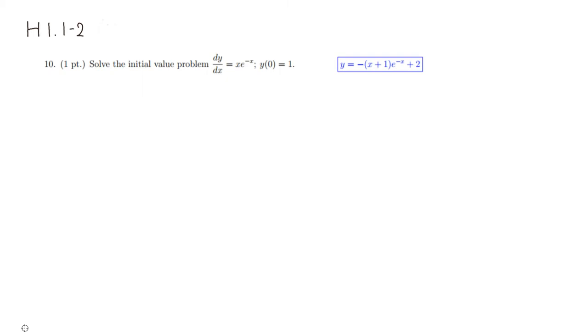Alright, let's look at the homework 1.1, 1.2, problem number 10. I'm not going to do the entire problem, but I'll let you guys get started.